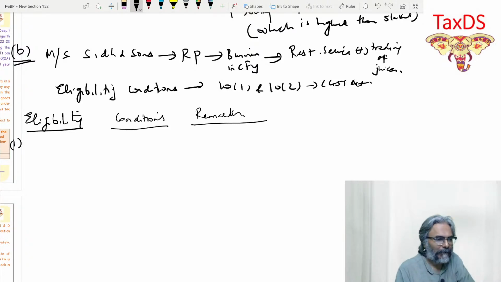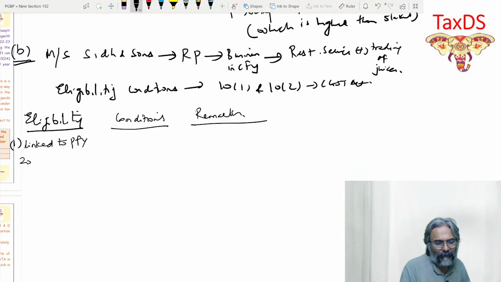Point number one, students. So, again, all mechanical, na? Linked to previous financial year, students, of 21-22. In this regard, now, over here, if you see, in this context, aggregate turnover up to rupees 150 lakhs.